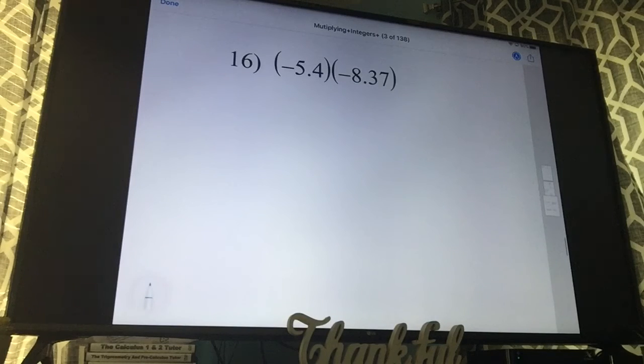16. 16 says negative 5.4 times negative 8.37. Okay, it's a negative times a negative, so I know my answer should be positive. Okay, and when I did that on my calculator, I got 45.198.